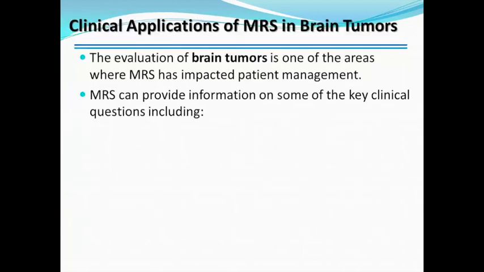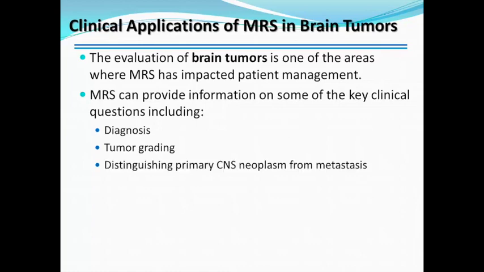In brain tumors, the evaluation of brain tumors is one of the areas where MR spectroscopy has impacted patient management, right? This was one of the first ones that I mentioned. MR can provide information on some of the key clinical questions, including the diagnosis, and I have a couple of examples, the grading of a tumor, and distinguishing primary CNS neoplasms from metastases.